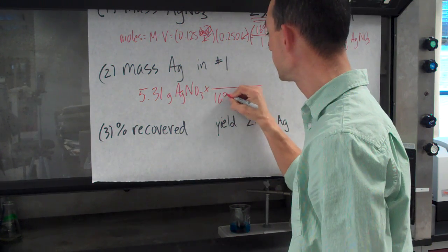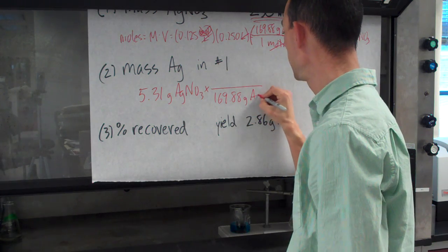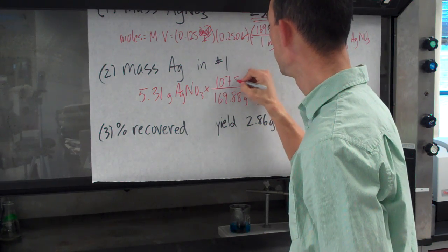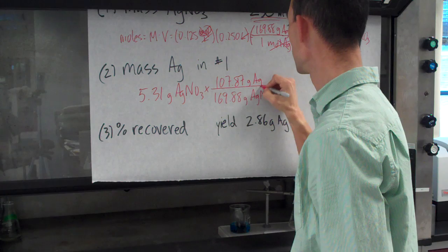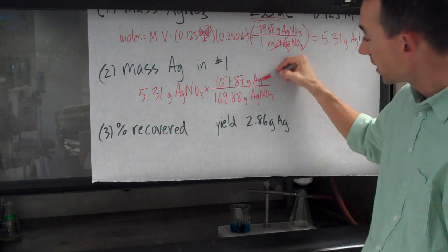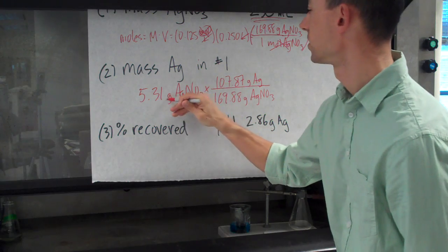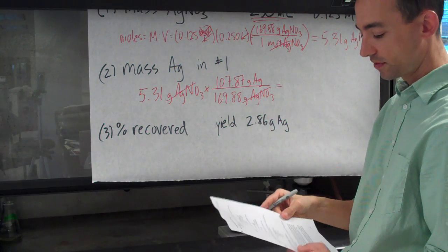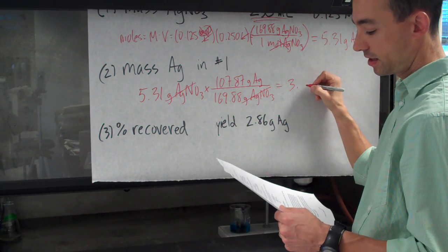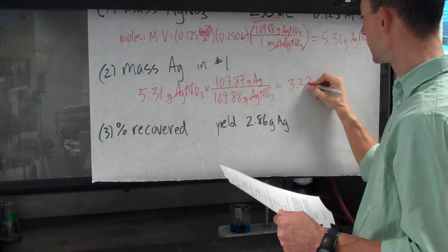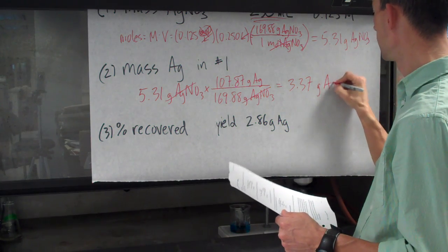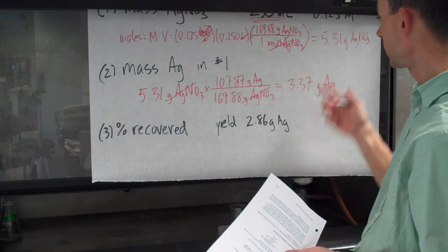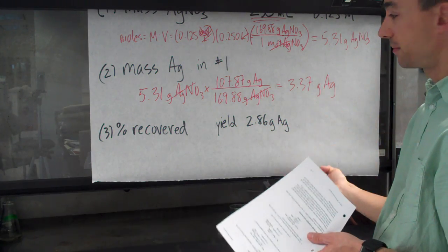and for every 169.88 grams of AgNO3, there are 107.87 grams of silver. That's because there's 1 mole of silver in 1 mole of silver nitrate. So our grams of silver nitrate are eliminated, and we can convert to grams of silver. So we get 3.37 grams of silver available. So if you were working with the silver nitrate solution, you could expect to extract 3.37 grams of silver.